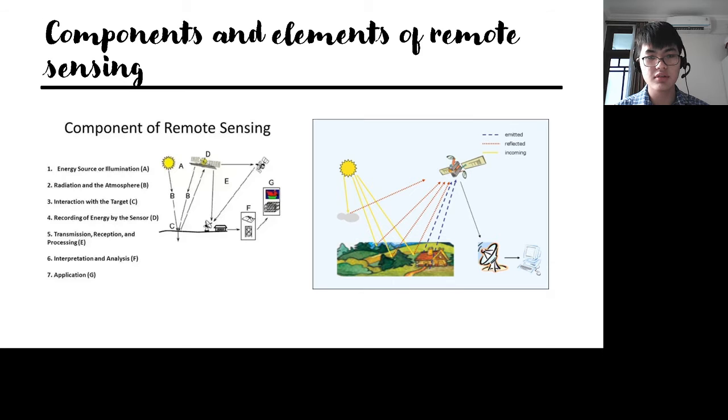Now, as you can see here, I have the examples of the components and the elements pictured. We have the energy source, which is the sun, the atmosphere as shown through here, the target, which is the ground, the recording of energy by the sensor, which is in the satellite. Then we have transmission, reception, and processing, which is here on the station. Then we have the interpretation and analysis through the computers and applications, which is still in the computer but it is applied as an information.